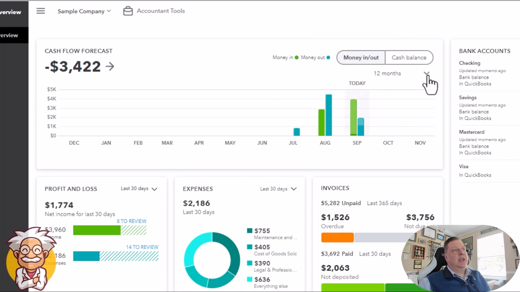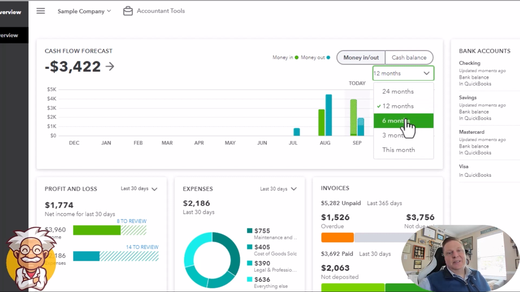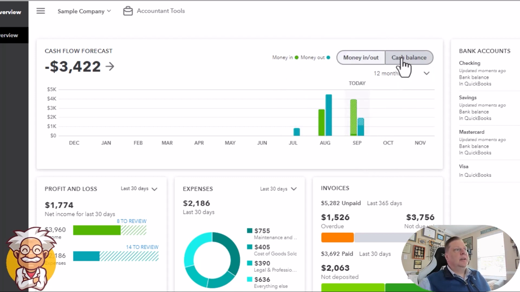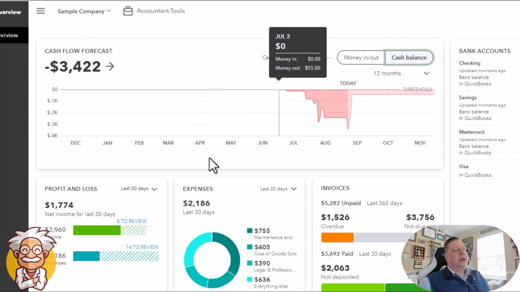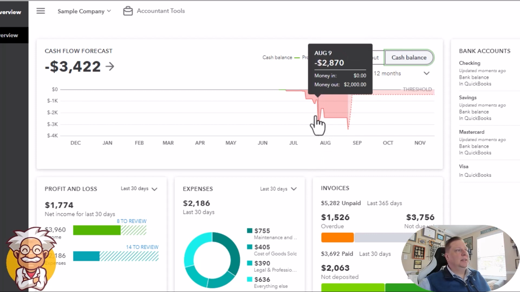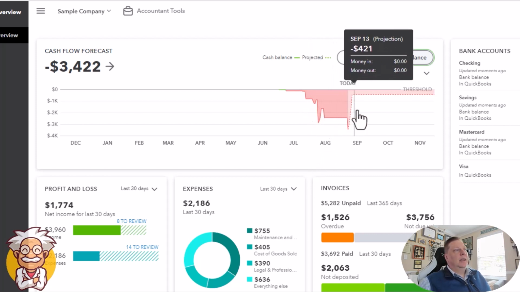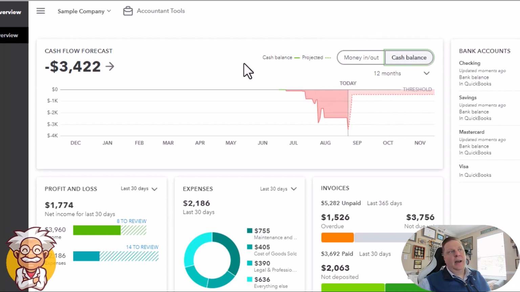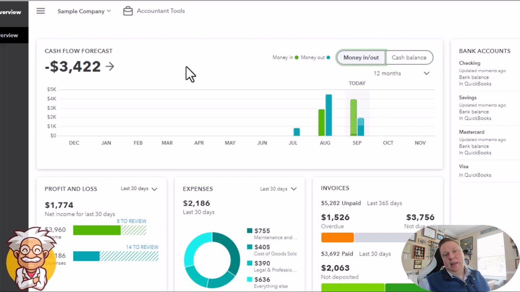You can always change the view by just going up here to this drop-down. You can go out to 2 years, go down to 6 months, 3 months, or just look at the month itself. Other good one is the cash balance. QuickBooks will forecast a cash balance for you based on what's going on, and you can kind of roll through here and determine whether or not your cash flow is sufficient or not.